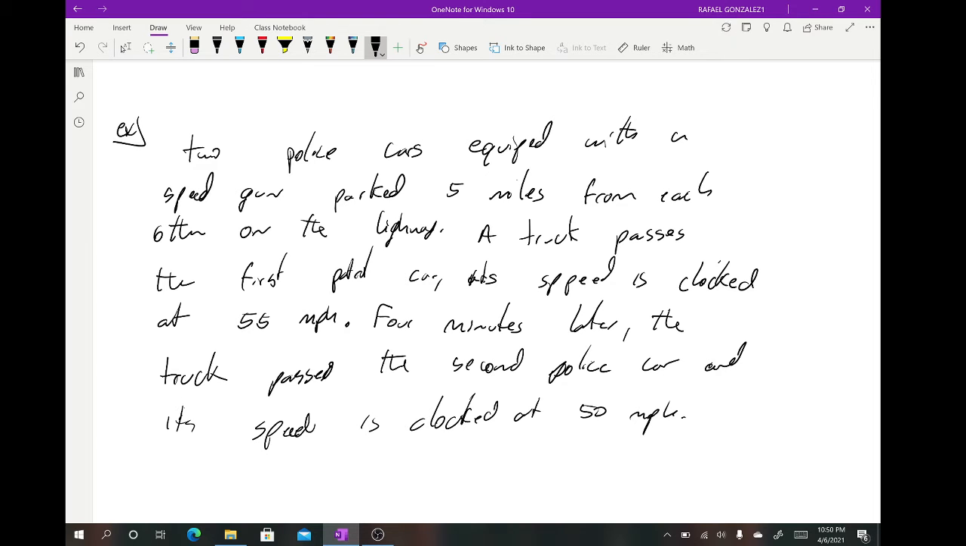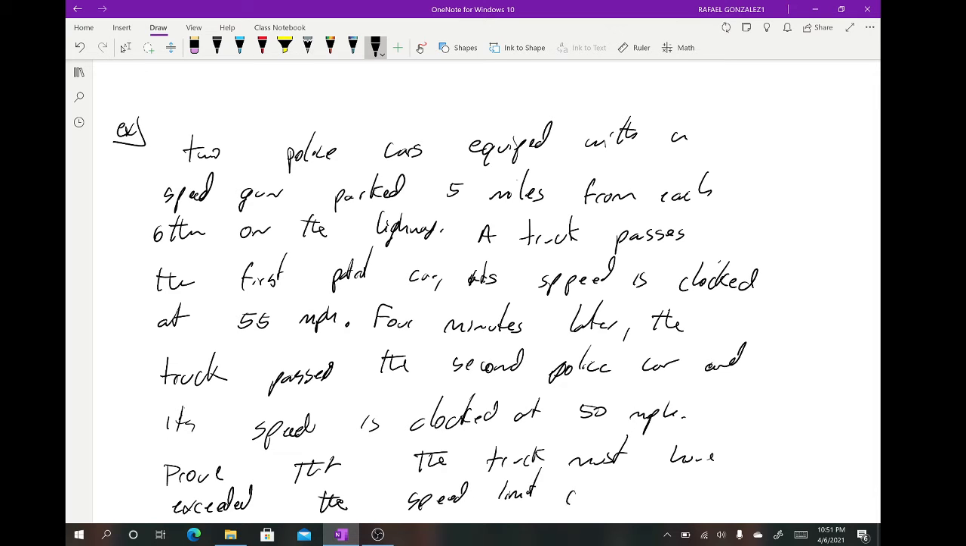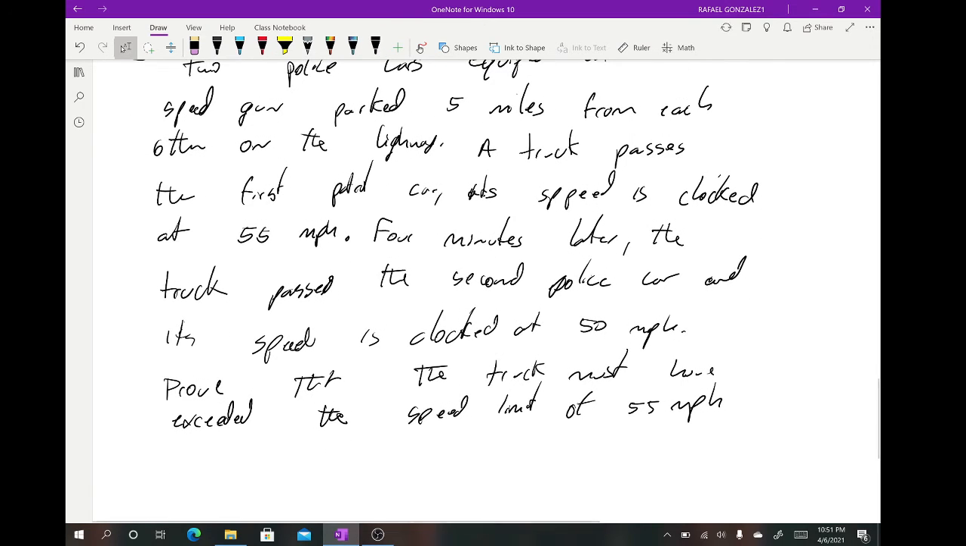Now, what we are asked to show is to prove that the truck must have exceeded the speed limit of 55 miles per hour at some time during the 4 minutes.